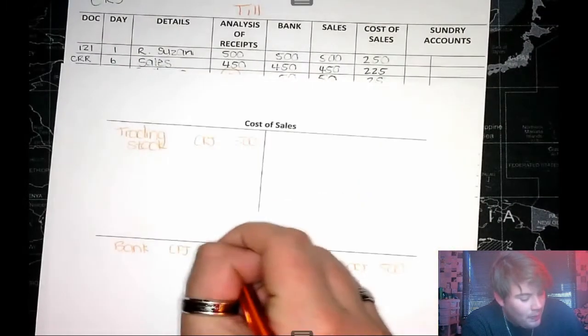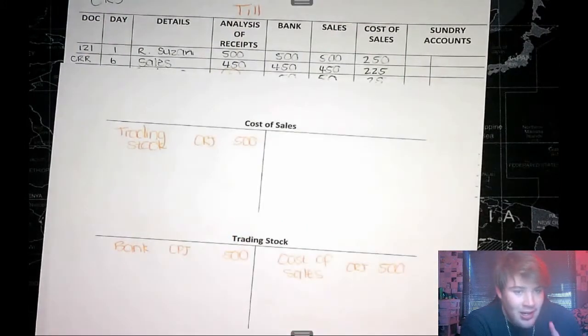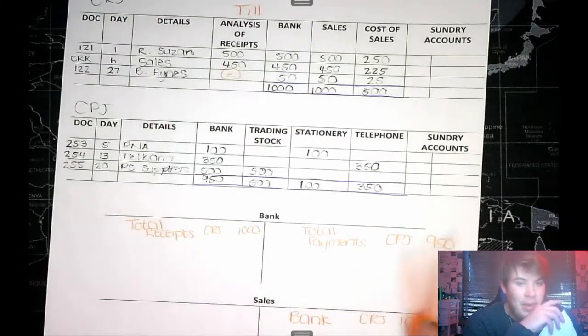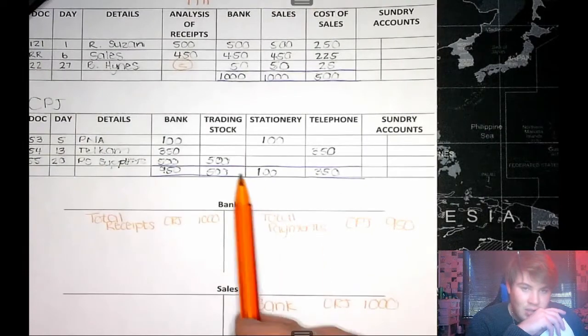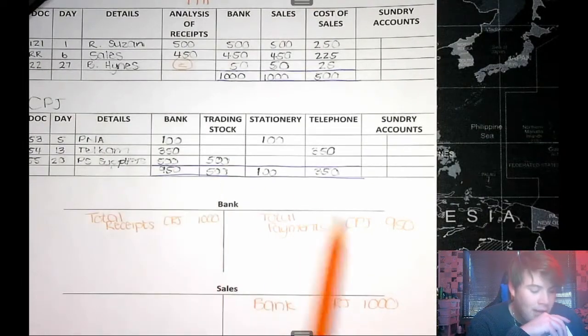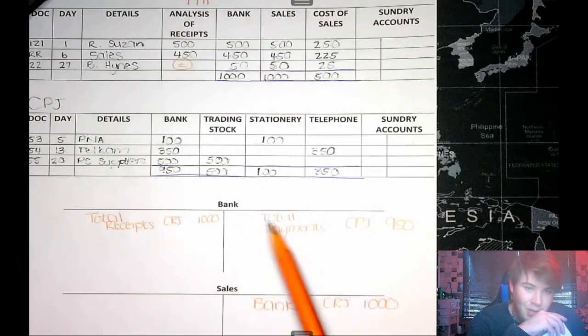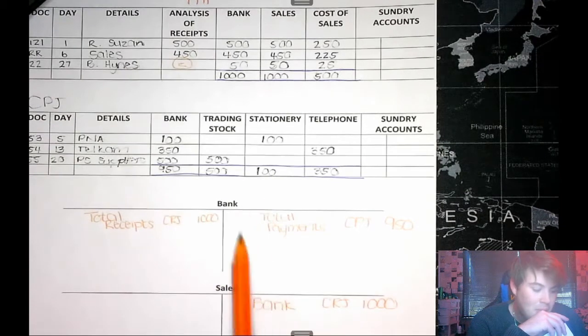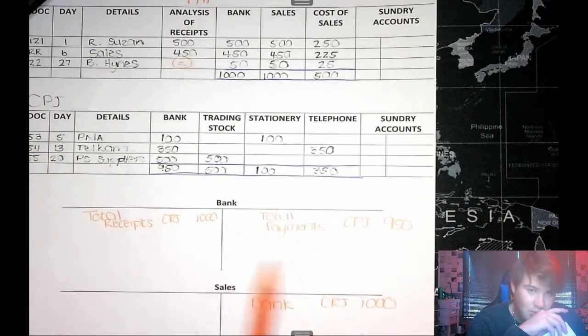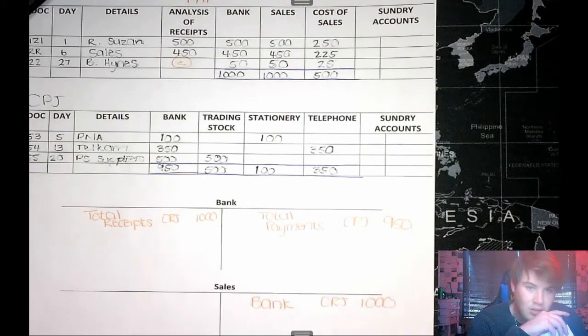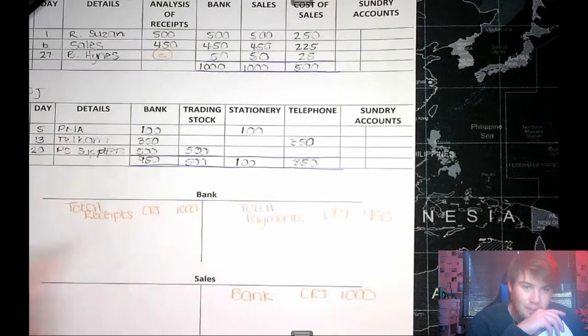500 Rand. Now our credit entry would be in bank, but if you look here, that trading stock amount is part of our total payments. So therefore we don't write it again, because it's part of this one category called total payments. It's part of this 950 that's there in the account.